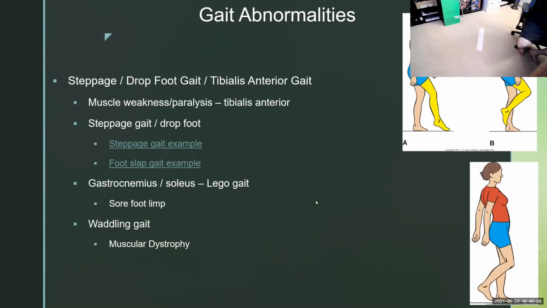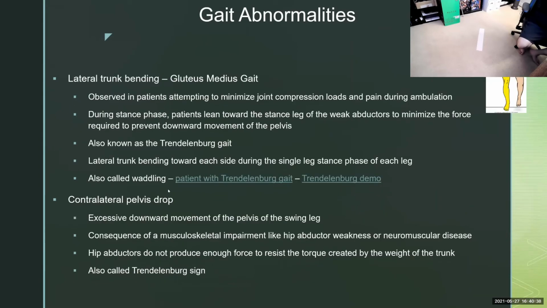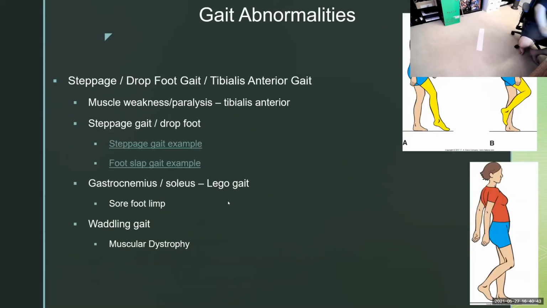Waddling gait. So waddling gait, we talked a little bit back here with lateral trunk bending, right? But this waddling gait's a little different. Remember I had mentioned briefly the other day, I mentioned ALS, or Lou Gehrig's disease? ALS goes distal to proximal. So when your muscles start wasting away, they start in the extremities and waste to the middle.